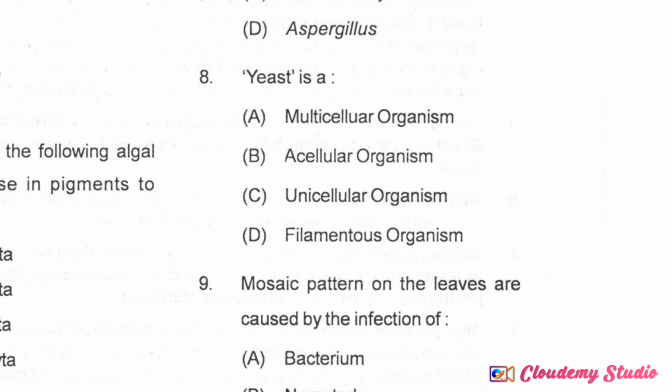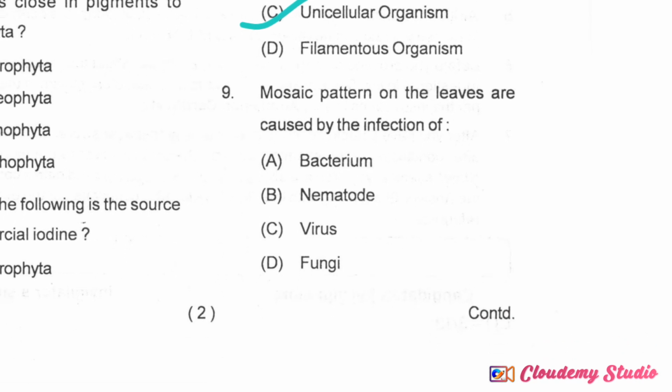Coming to question number 8, yeast. Yeast is a unicellular organism. The answer is option number C. Coming to question 9, mosaic pattern on the leaves is caused by the infection of: bacterium, nematode, virus and fungi. Mosaic pattern on the leaves is a virus-related disease. So the answer is option C.